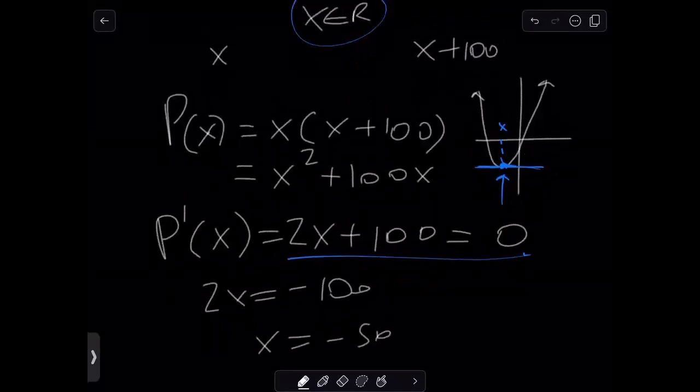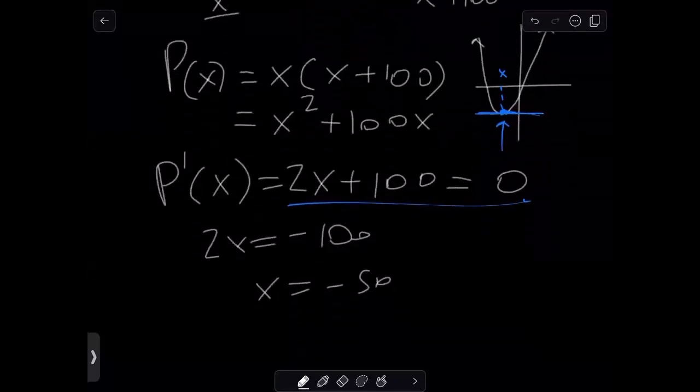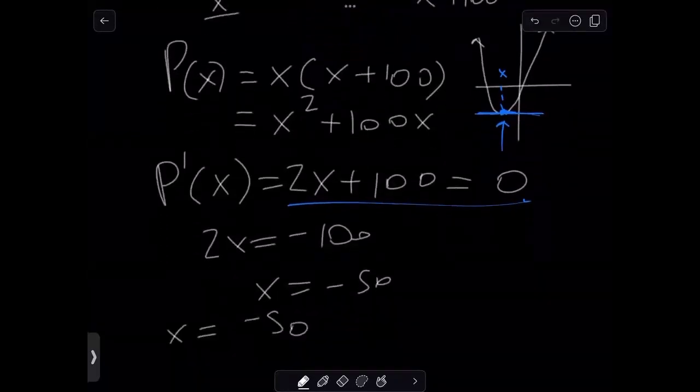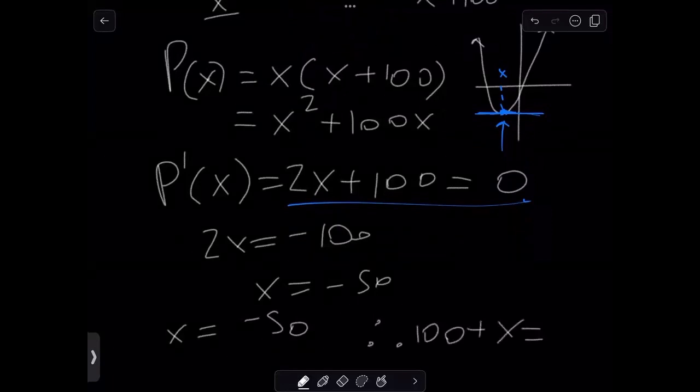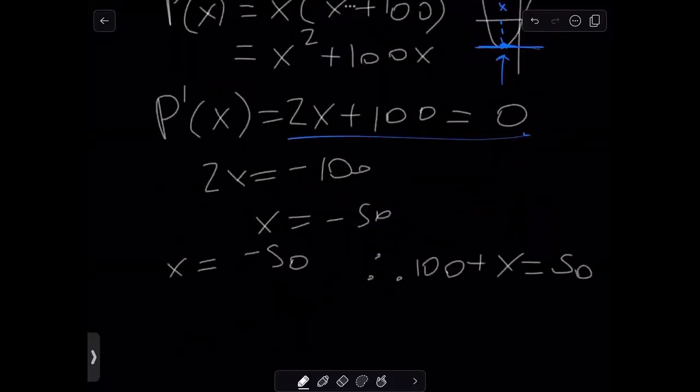And there's your answer. x, your first number, is minus 50, and therefore 100 plus x is equal to positive 50. So the two numbers that you need to choose are minus 50 being your first number, and 50 is your second number. So these two numbers have a difference of 100.